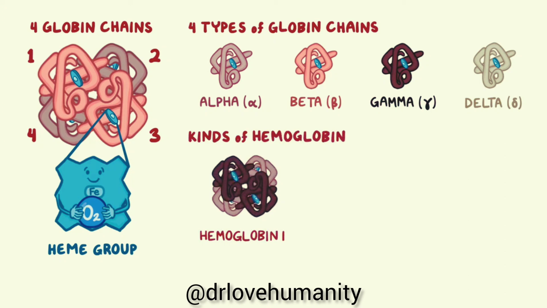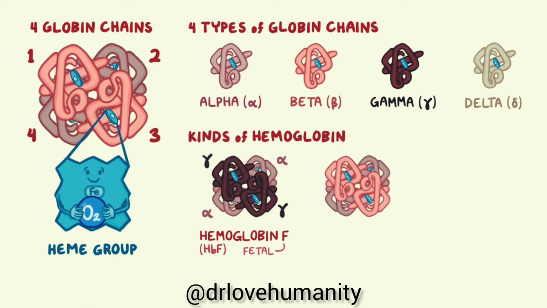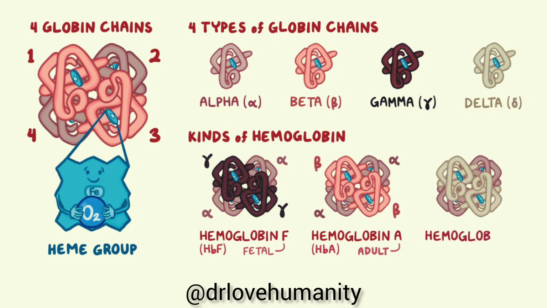First, there's hemoglobin F, or HbF, where F stands for fetal hemoglobin, and that's made up of 2 alpha globin and 2 gamma globin chains. Hemoglobin A, or HbA, the major adult hemoglobin form, is made up of 2 alpha globin and 2 beta globin chains. Finally, hemoglobin A2, or HbA2, accounts for a small fraction of adult hemoglobin in the blood, and it's made up of 2 alpha globin and 2 delta globin chains.